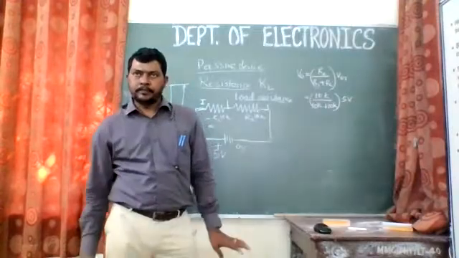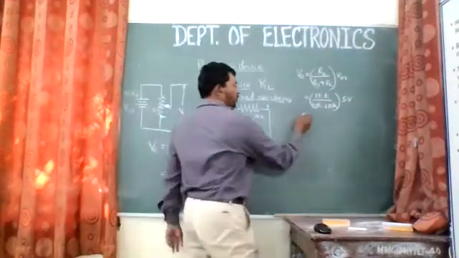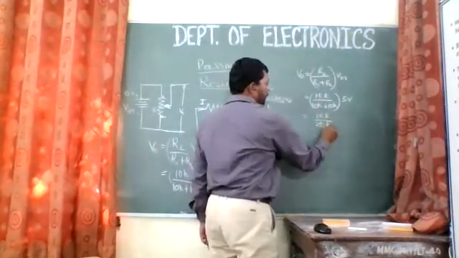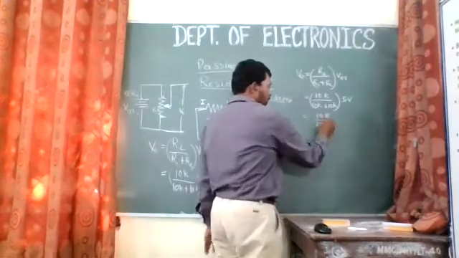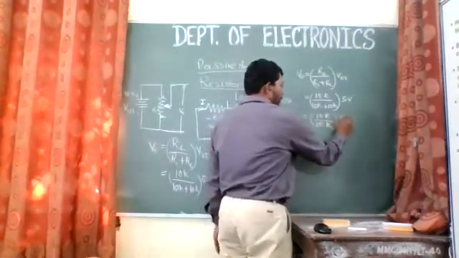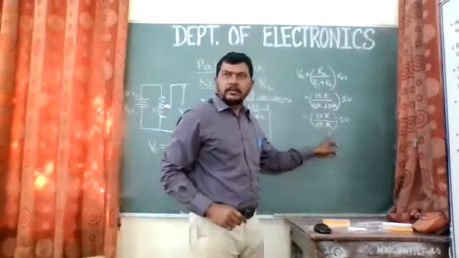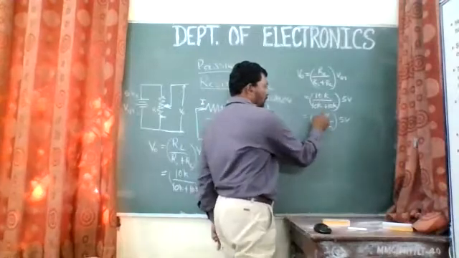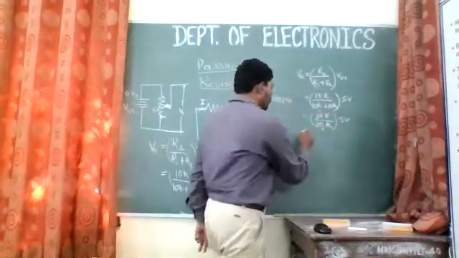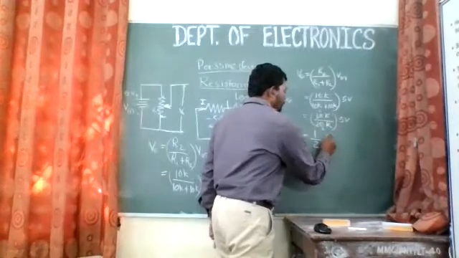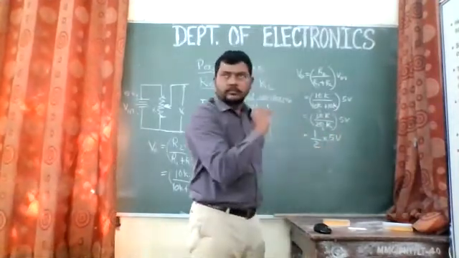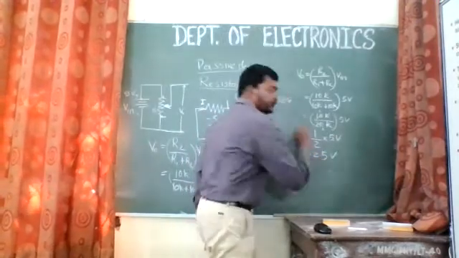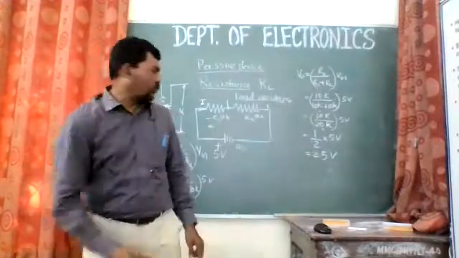Is it okay? Have you got this? So the net value will be 10K divided by 20K. The K gets cancelled and multiplied by 5 volt. 10 divided by 20 is half, so it is half of 5 volt. That comes out to be 2.5 volts.